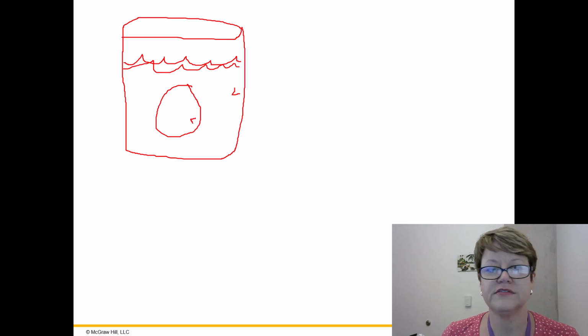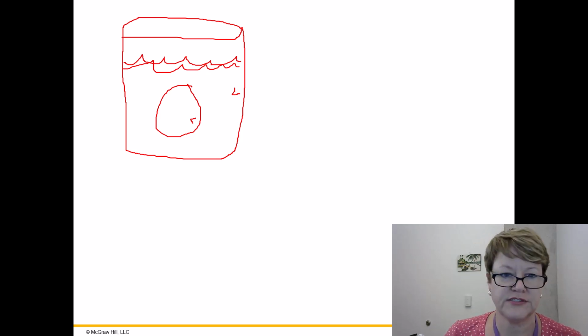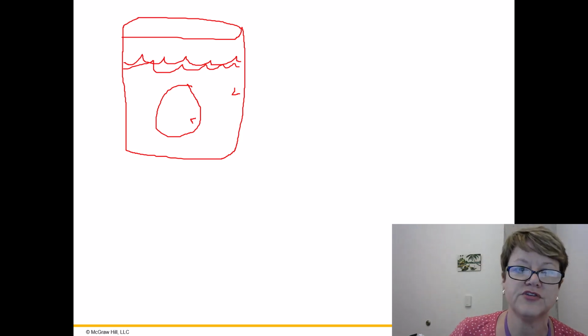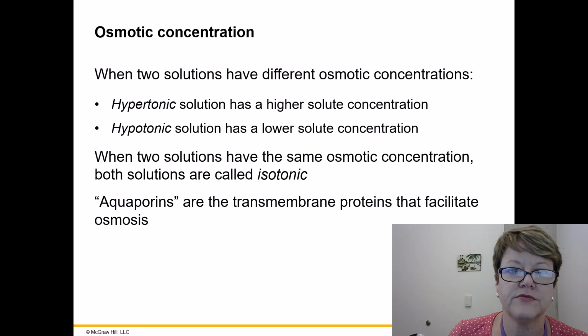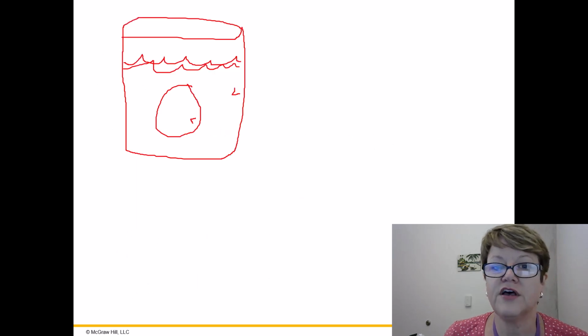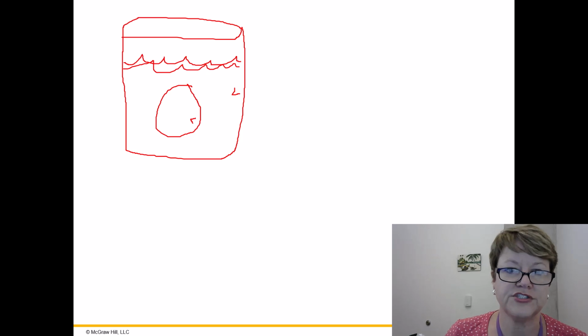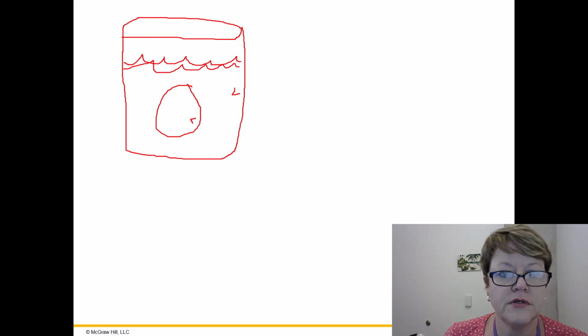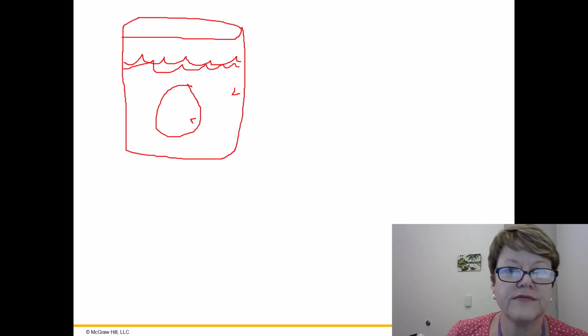Now, this is always going to be diffusion and osmosis, all right? So movement of the water from its area of higher concentration to its area of lower, and movement of the solute from its area of higher concentration to its area of lower. Let me get a different color on my pen.